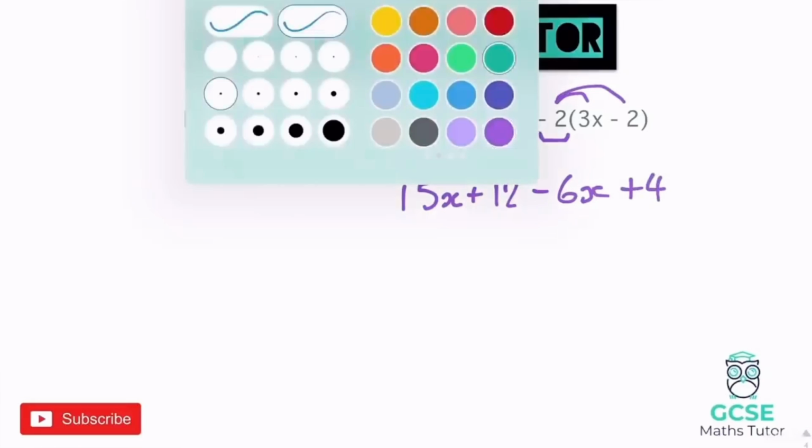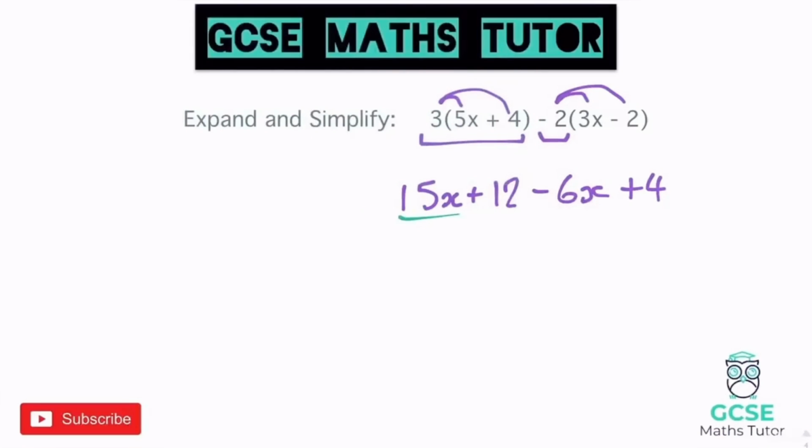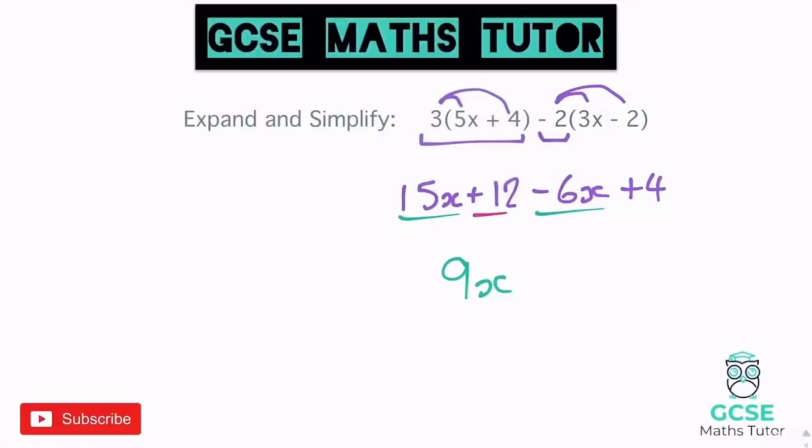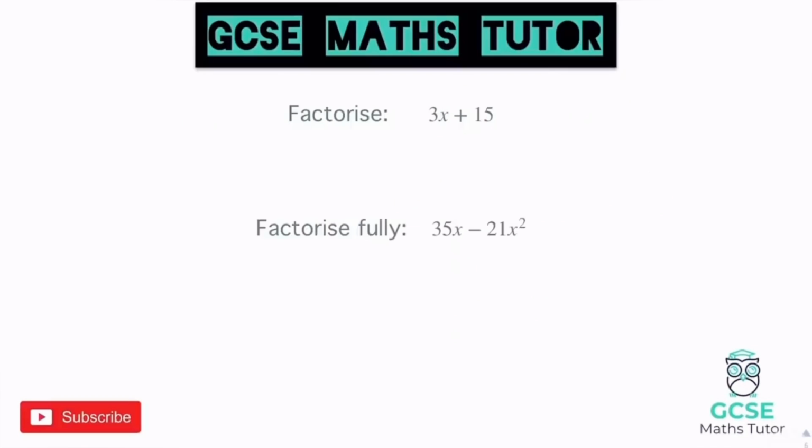Now we just need to tidy all this up. So we have a 15x take away a 6x, and that gives us 9x's in total. And we have a 12 add a 4, and 12 add 4 is 16, that's positive 16, so we get 9x plus 16.